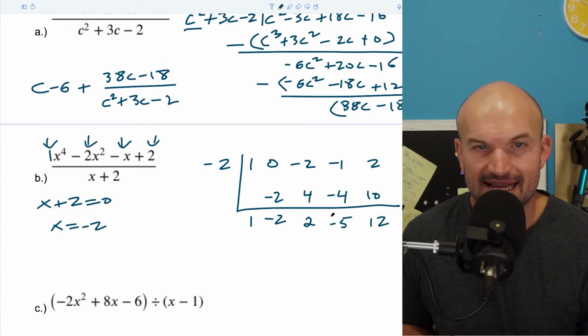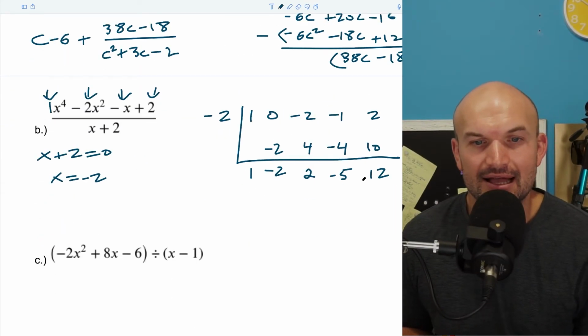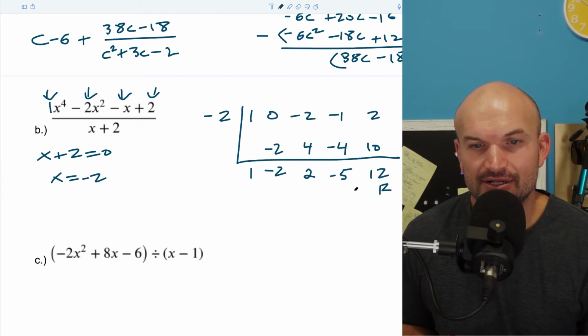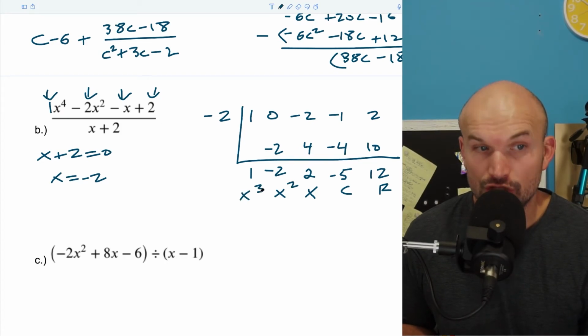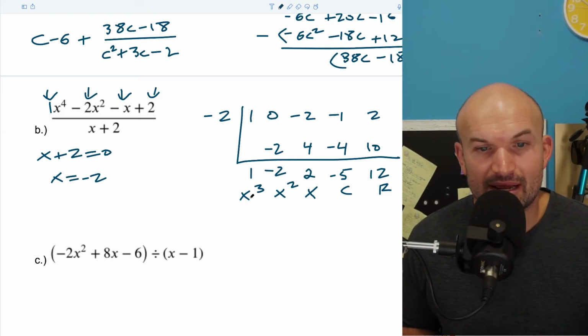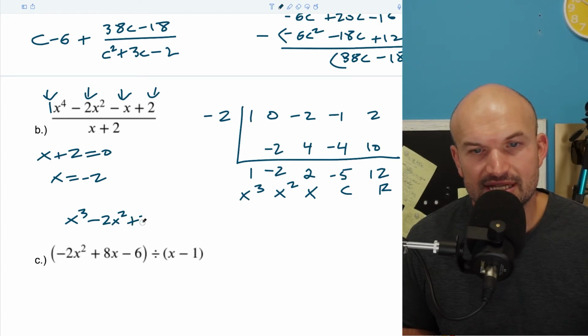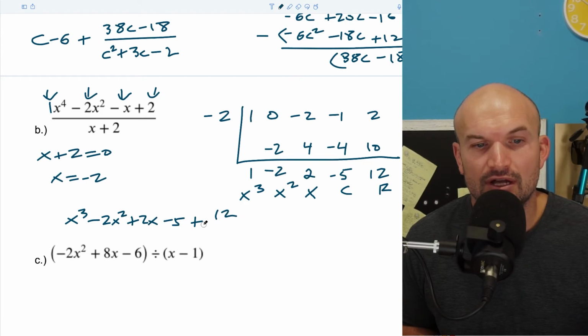So now this answer looks a little bit different than that answer, right? So what we need to understand is, how do we write this out? Well, that's your remainder. That's your constant. That is the coefficient of your linear term. This is going to be the coefficient of your quadratic term. And here's the coefficient of your cubic term. All right. So I can write my answer now as x cubed minus 2x squared plus 2x minus 5. And remember, we have a remainder, right? So it's going to be plus 12 all over my divisor, which is x plus 2.